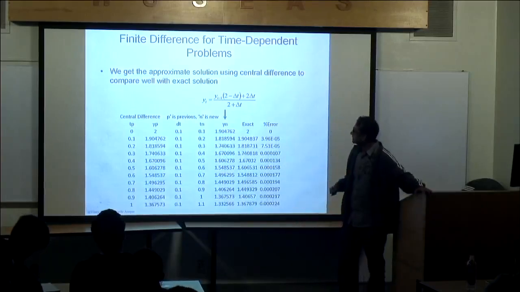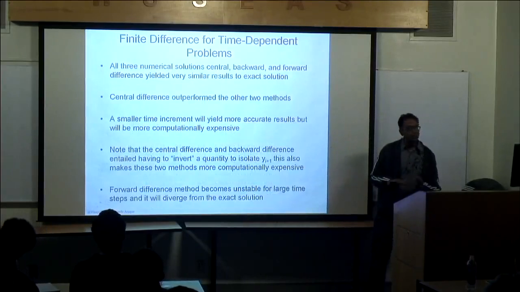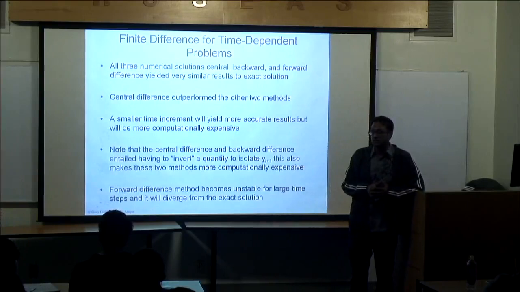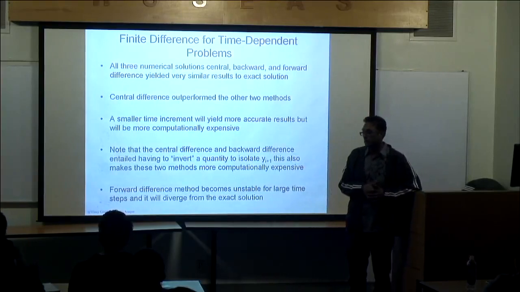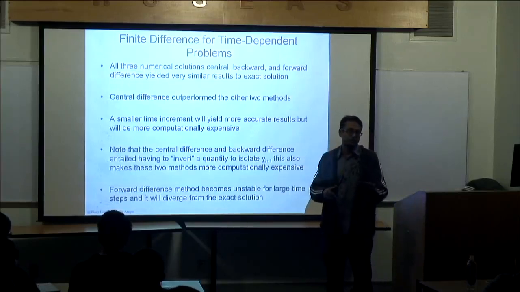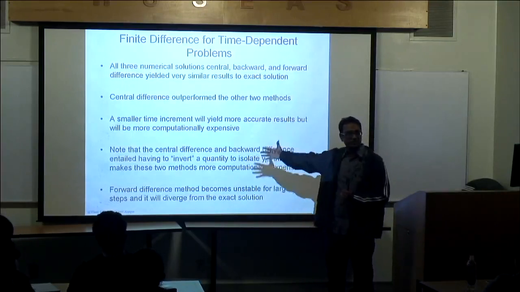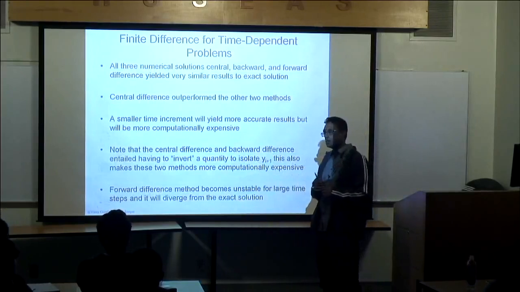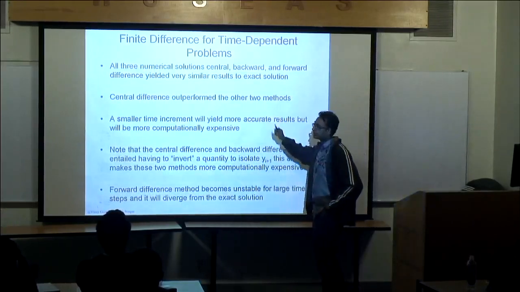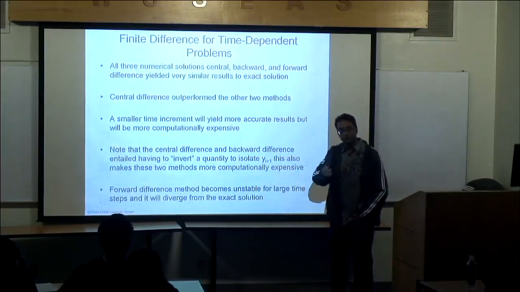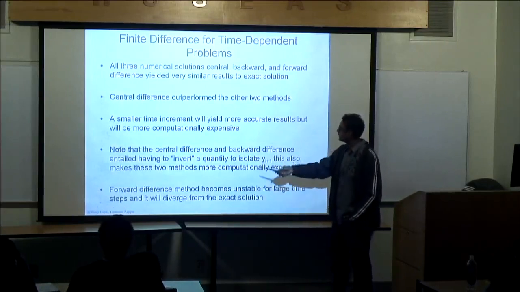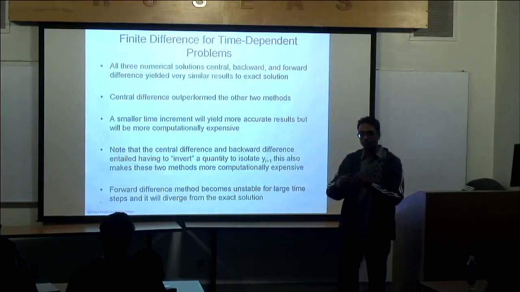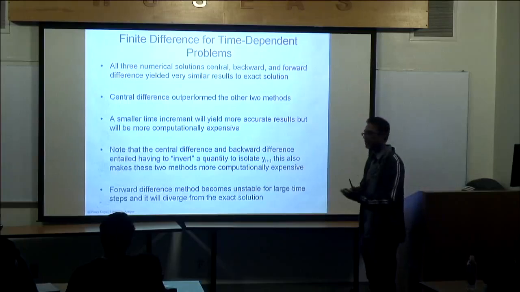And so now that we see this, let's talk about a few things here. All three numerical solutions, central, backward, forward difference, yielded very, very similar results to the exact solution. So did I have to look at a book and find out what the solution to the time domain differential equation was? No, I could very simply in Excel implement a solution procedure that gave me the value y as a function of time. Okay, that's wonderful. The central difference outperformed the other two methods. A smaller time step will yield even more accurate results than what I've shown here, and you can try it at home; I can email you the spreadsheet. But smaller time steps mean more computational time. That's not something desirable in all cases.